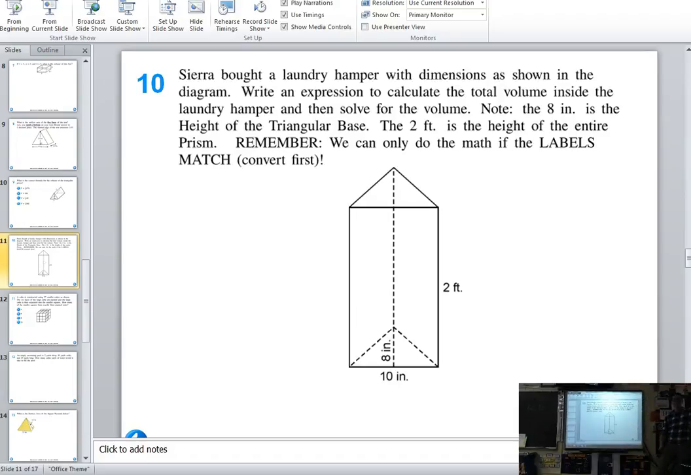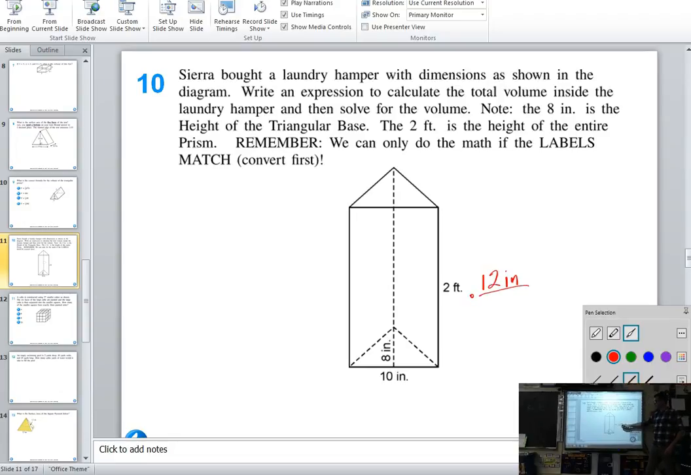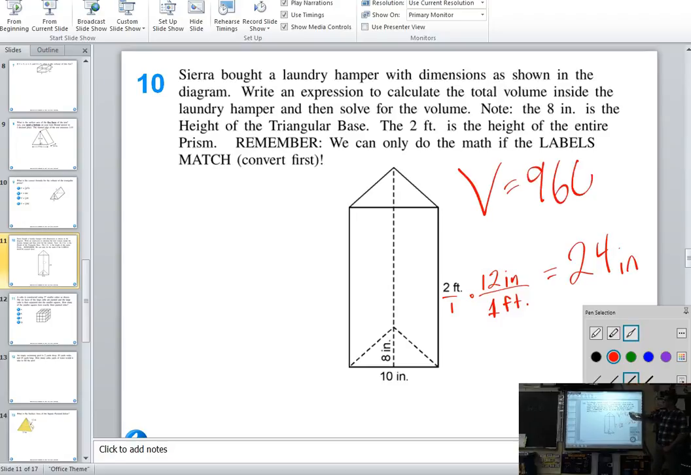So I'm doing this intentionally. What's my conversion factor to go from feet to inches? 12 inches divided by 1 foot. Yeah, that 12 that we used earlier. If you want to use the whole conversion factor, it's 12 inches over 1 foot, because then my feet units cancel out. This becomes 24 inches. You'll do half times the 10 times the 8 times the 24, and you should get a volume of 960.